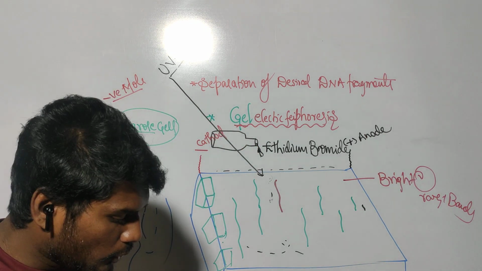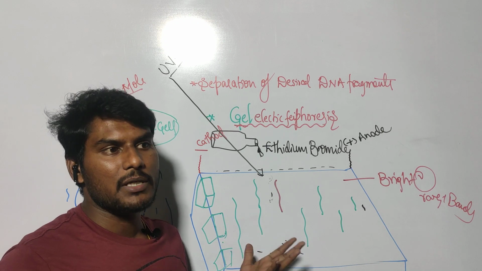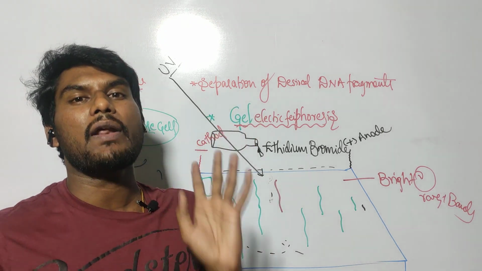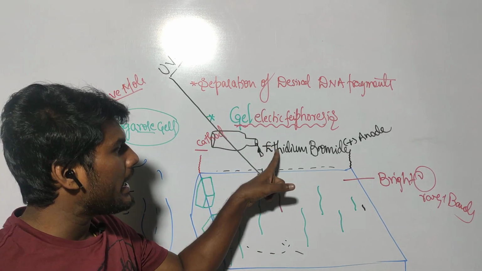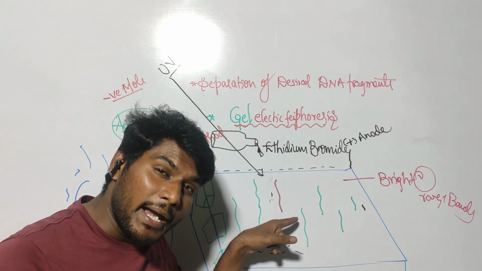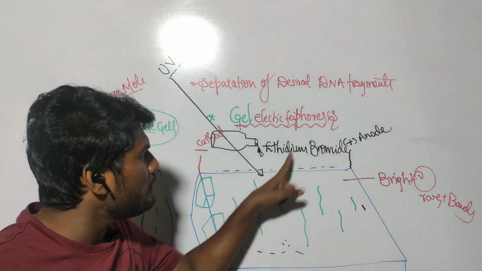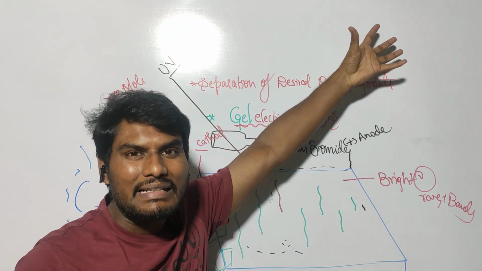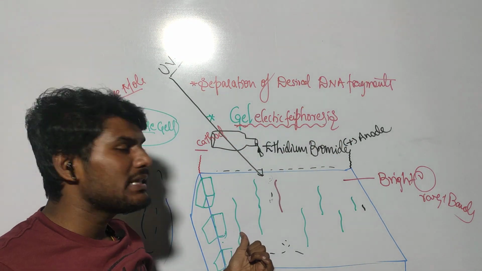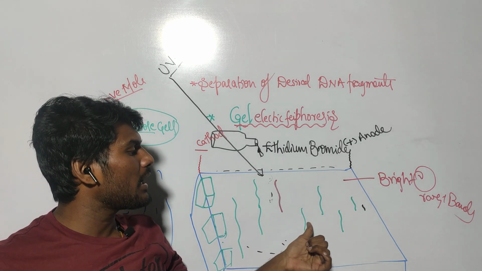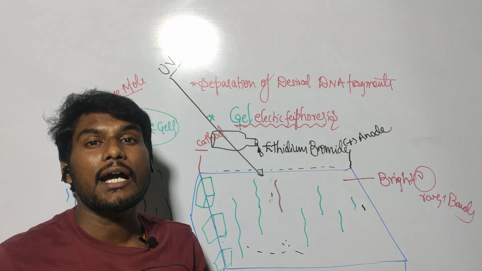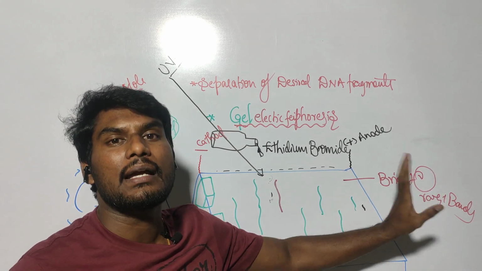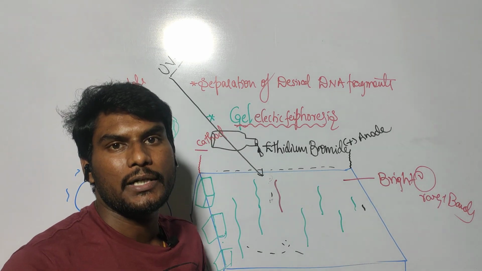So, how can we see the DNA fragments? We can't see them generally. To see the DNA fragments, we first have to add ethidium bromide. After adding ethidium bromide, we have to pass the UV ray light. Whenever you pass the UV ray light, at that time you will see the DNA fragments clearly in the color of what? Bright orange color. This color is very important.